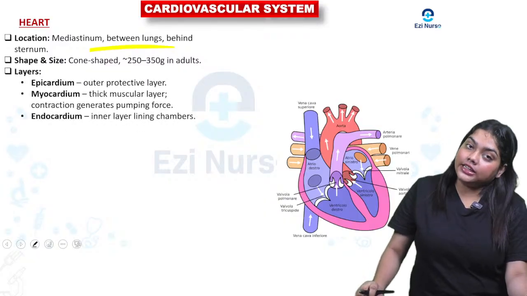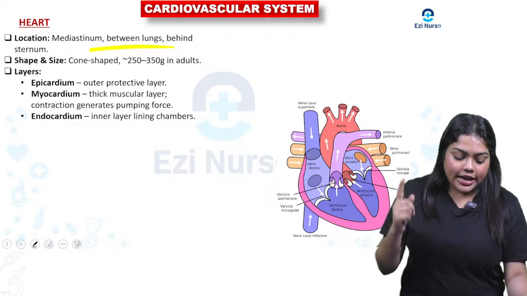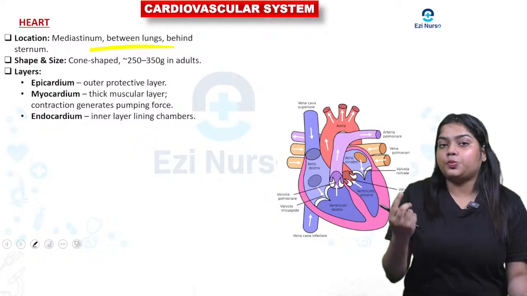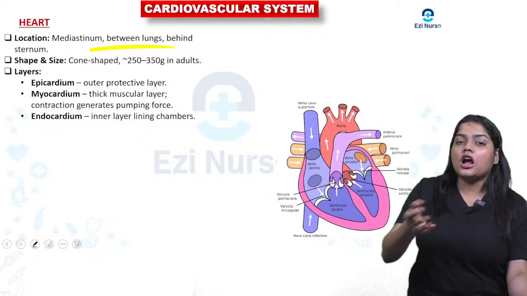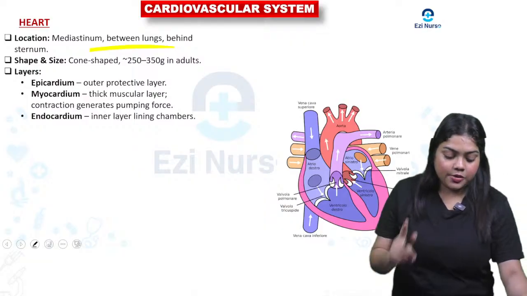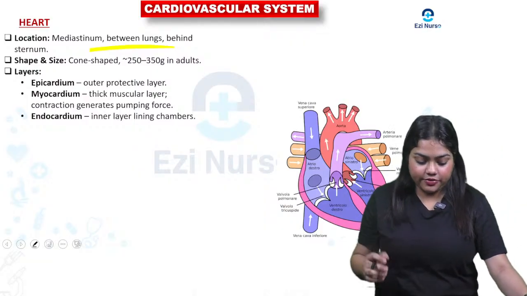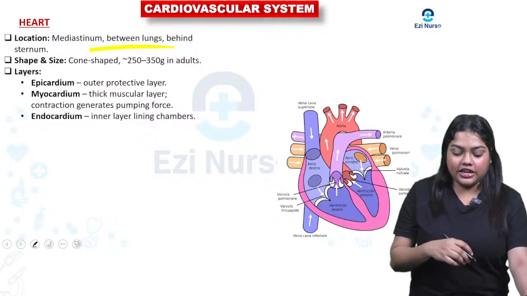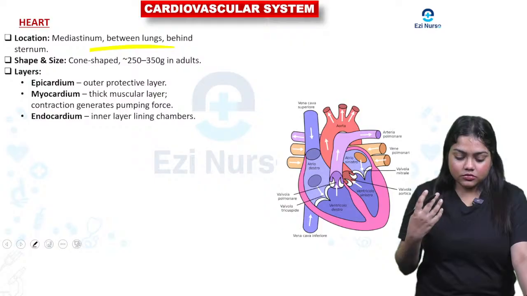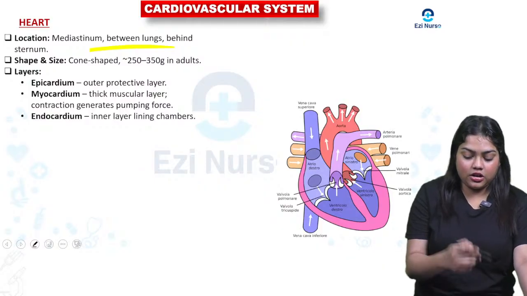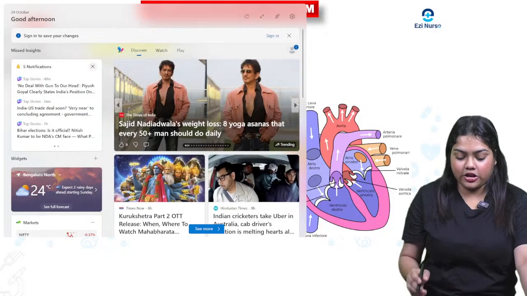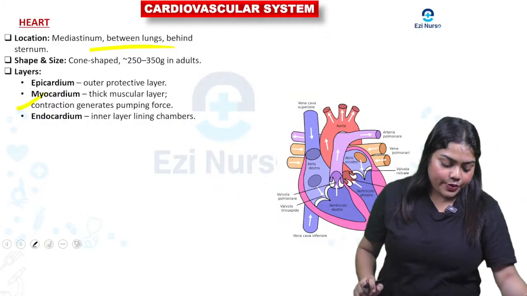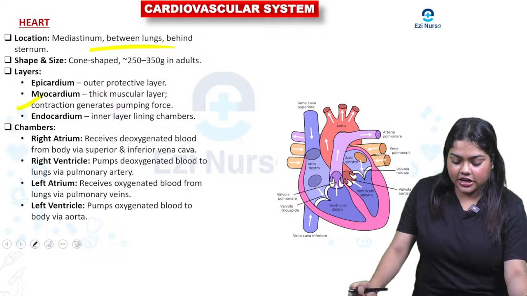So we have three layers of the heart: epicardium, myocardium and endocardium. Don't confuse pericardium with it. Pericardium is the covering layer. Try to remember it. Epicardium is the outer protective layer. Myocardium is the thick muscular layer, and the contraction, the main work of the heart, is done by the myocardium, which helps in pumping blood. Endocardium is the inner layer, lining the chambers.